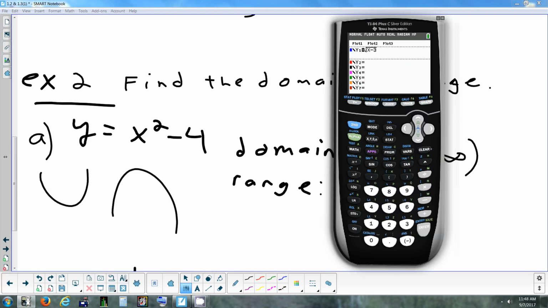So we've got x, I'm just going to clear it, x squared minus 4, the graph. And it might be a little tough to see, but this parabola has a minimum, and then it goes up forever. Does anyone see what the minimum is? Yeah, it's at -4. That's the lowest that it will ever hit.